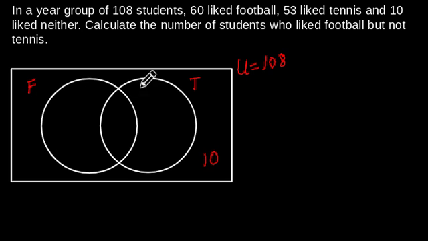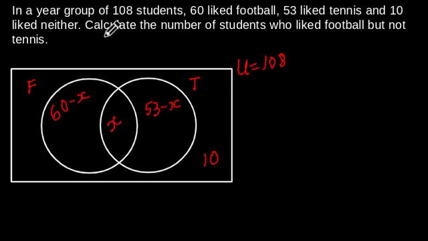Okay, we should calculate the number of students who liked football but not tennis. To figure that out, we need to know the number of students who like both football and tennis, the number of students who like tennis alone, and the number of students who like football alone. All right, so the intersection here will be labeled X, which refers to the number of students who like both football and tennis. So the number of students who like football only will be 60 minus X. We have to take the intersection out to figure out the number of students who like football only. And then for tennis, we'll do the same thing, 53 minus X.